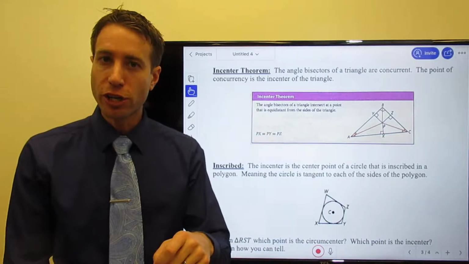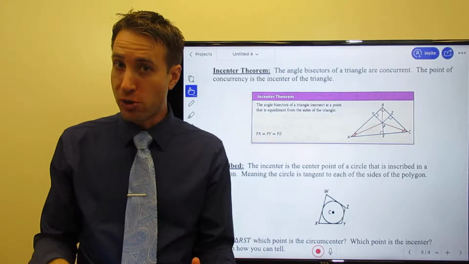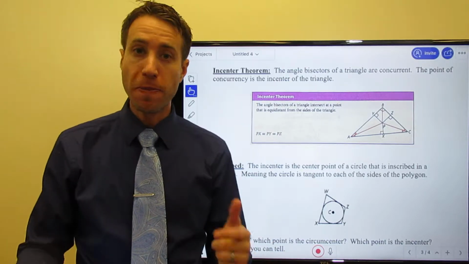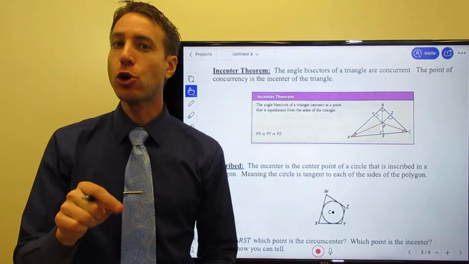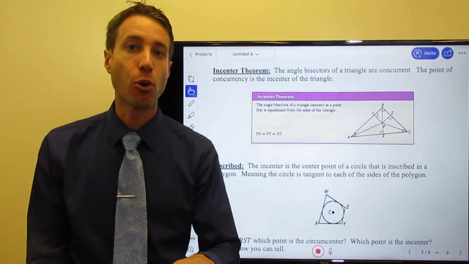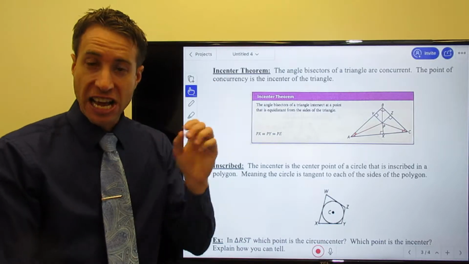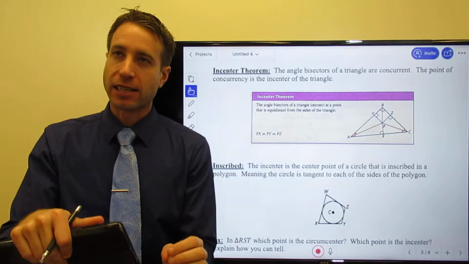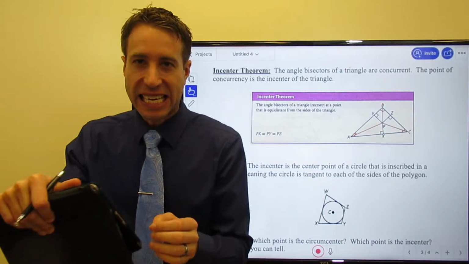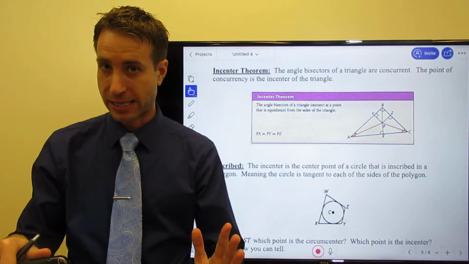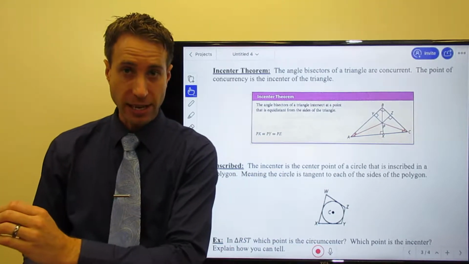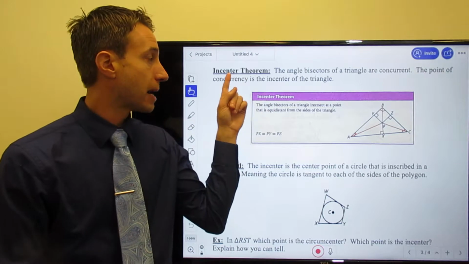And so now that we've had an opportunity to review angle bisectors, let's take a look at our second point of concurrency, which is going to be the in-center. Like I said, it's going to be really easy to get these points of concurrency mixed up. We already talked about a circumcenter. Let me first talk to you about the in-center.